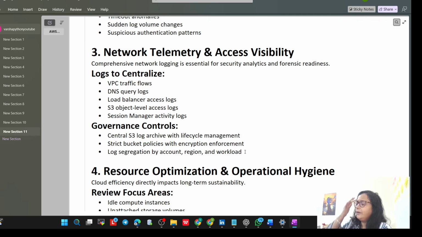A real-life example we are taking: suppose GuardDuty flagged unusual outbound traffic. Now what will you do? You will check the VPC flow logs, which showed high traffic to an unknown external IP.